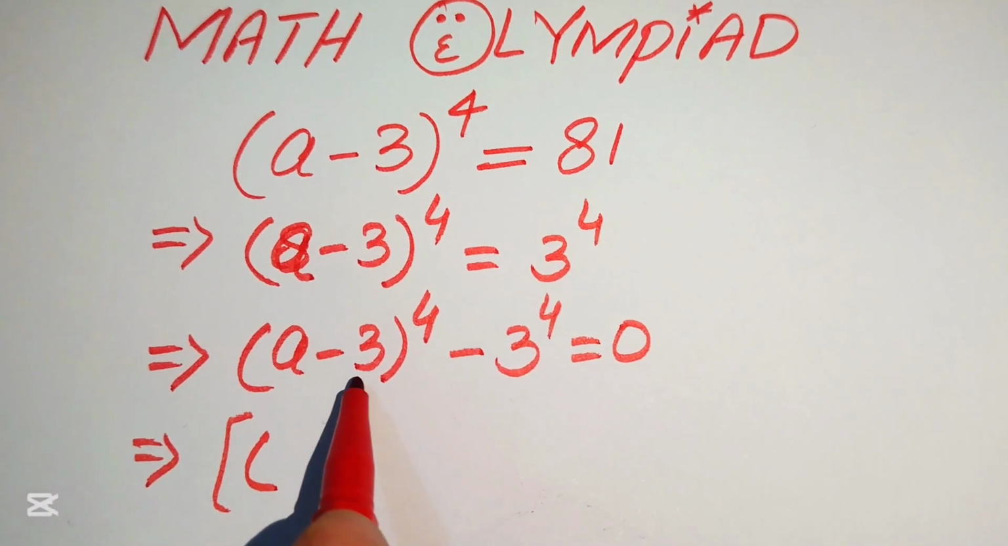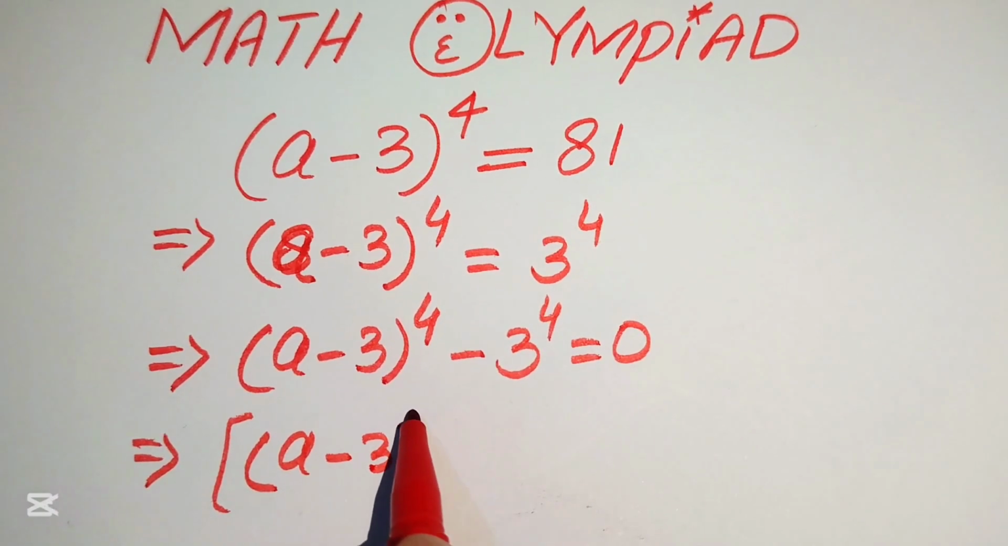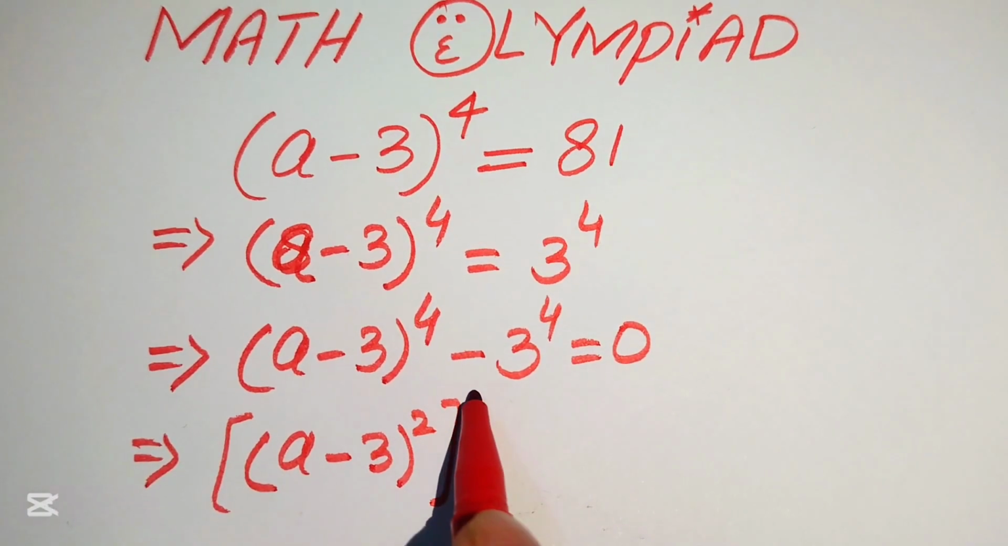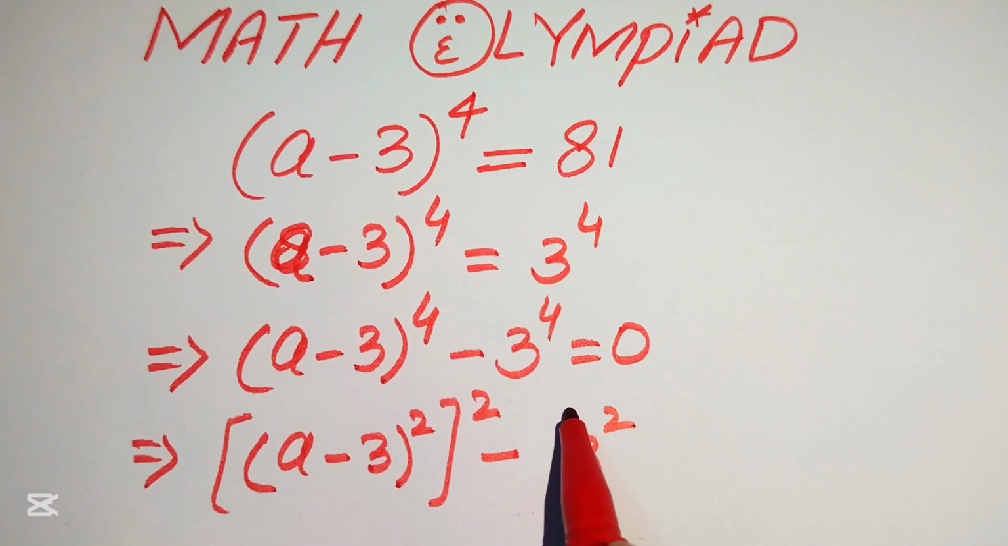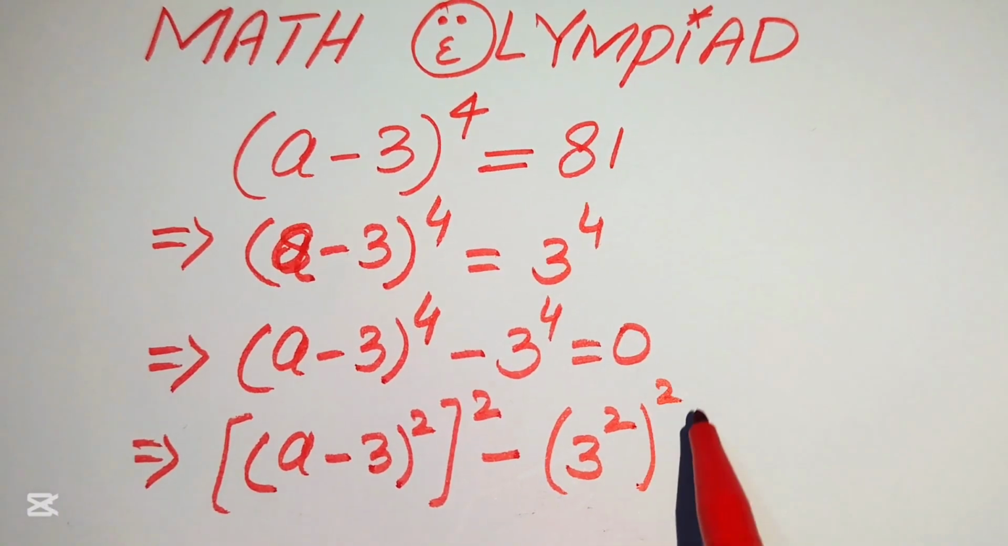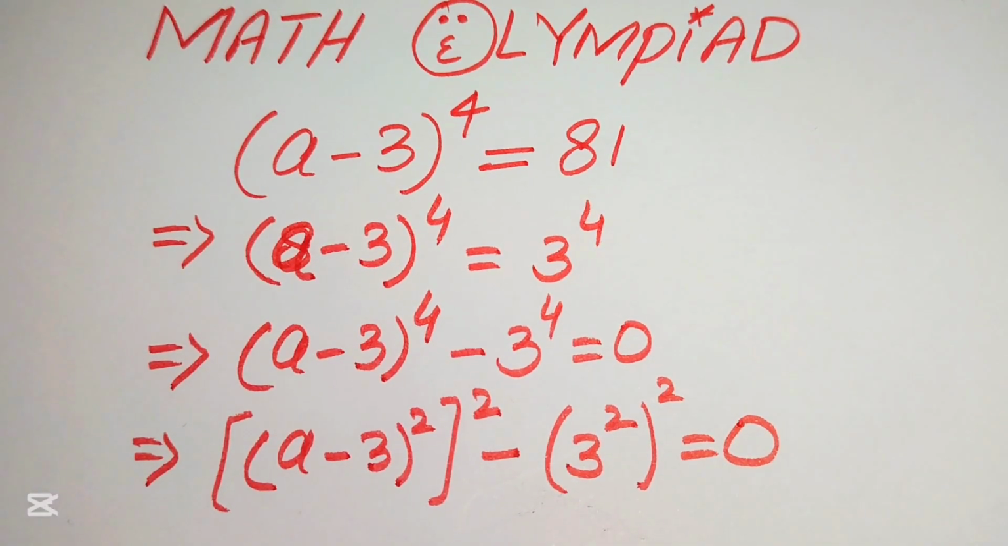After this step we need to rewrite this equation in this form. First we write (a - 3)^4 as ((a - 3)^2)^2, minus we write this term as (3^2)^2, and this whole equation equals 0.